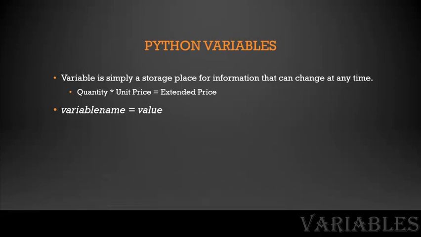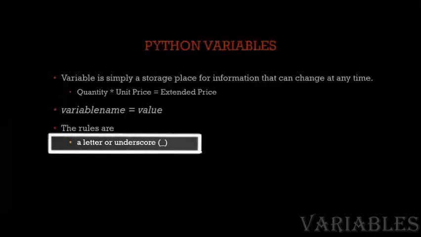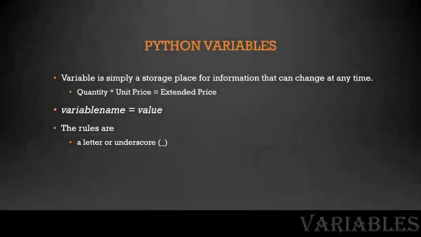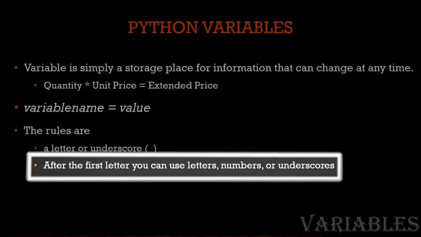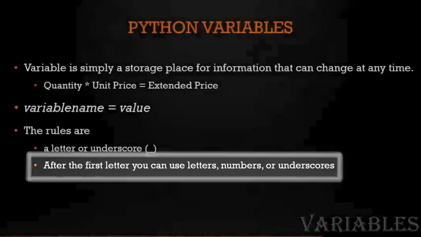We also have certain rules for variable names. The variable must start with a letter or an underscore. After the first letter, you can use letters, numbers, or underscores. No special characters are allowed.